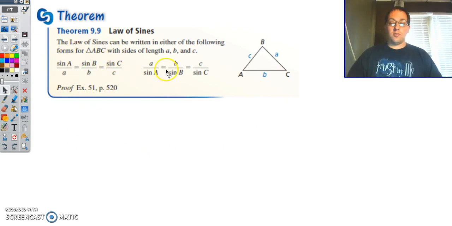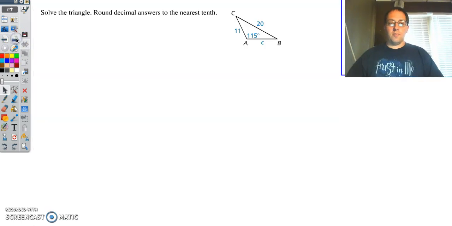You can either do it like this, or you can put the side measures on top and the sines of the angles on the bottom. It doesn't matter either way. I prefer to do this just because it's always the same every time, and I don't have to mess with switching them and remembering which one's on top this time. Always put the sine of the angle in the numerator divided by the length of the side opposite that angle. All right, so notice side A is opposite angle A, side B is opposite angle B, side C is opposite angle C. Okay.